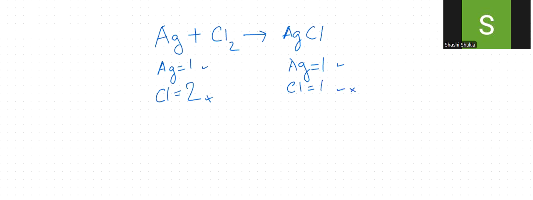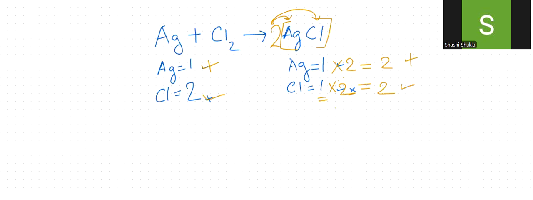Now, how do I balance it? I need to make this 2, right? Because we can't reduce the number, we have to increase it. So if I multiply it by 2, I get a 2 on the right. How do I do that? I put a 2 here, in front of AgCl. Remember, this 2 is for Ag as well as Cl. So now I have to multiply both by 2. So this makes it 2, this makes it 2. Now let's go back and compare again. So Ag on the left is 1, on the right it's 2. Ooh, not balanced. Cl on the left is 2, on the right it's 2. Wow, balanced. So now one more step.